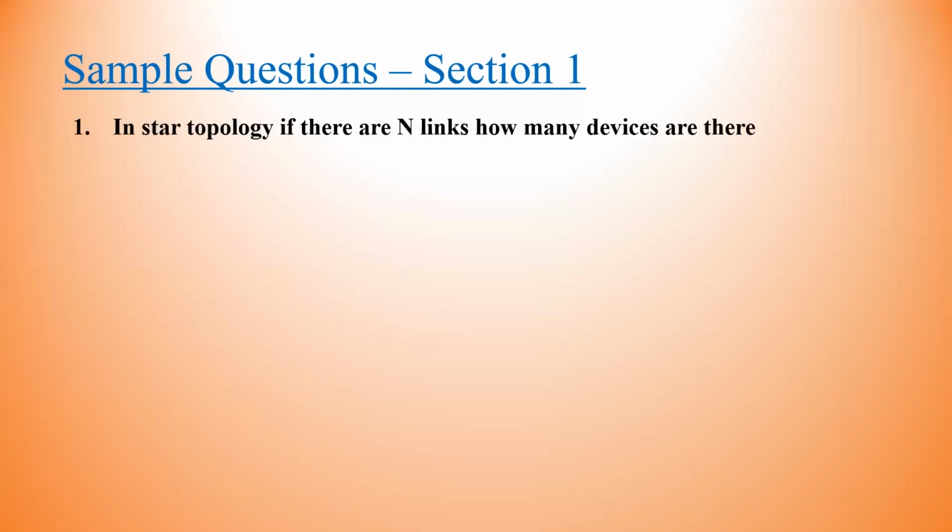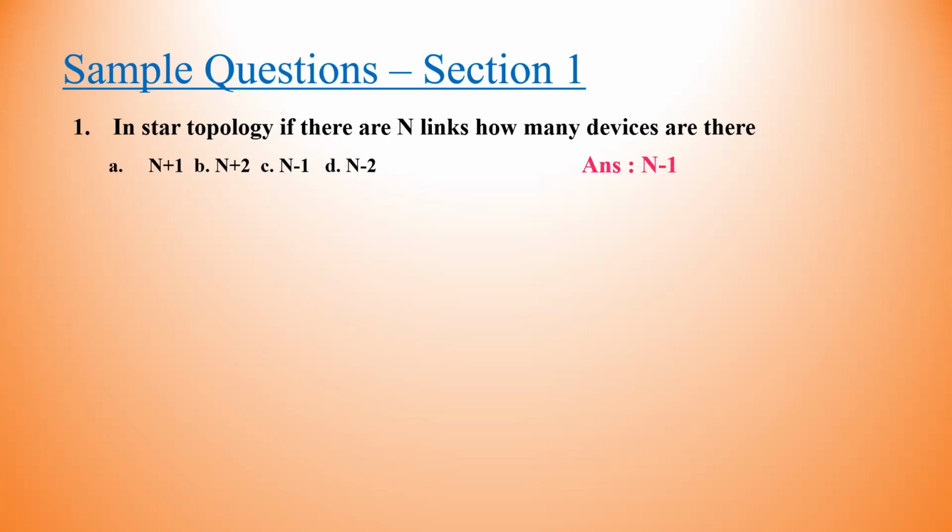For section 1, you will have questions from networking, networking architecture, topologies, data analysis, number systems, data mining, transmission media, IP addressing, and cybersecurity. So let's see the first question. In a star topology, if there are n links, how many devices will be there? So if you draw a star topology network diagram, you can see that if there are n links, there will be n-1 devices. So out of the options given here, n+1, n+2, n-1, and n-2, the answer is option C.